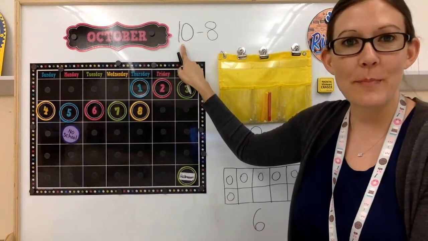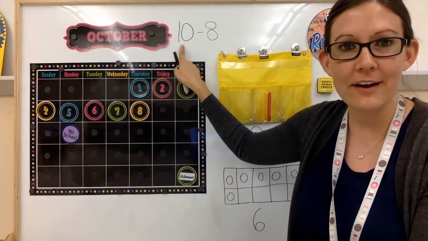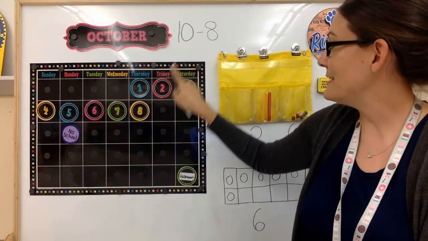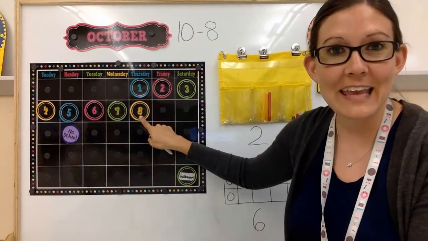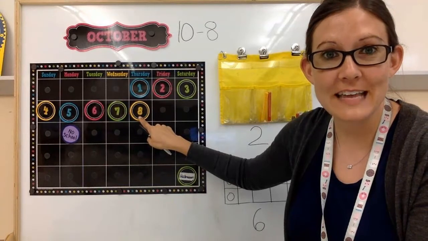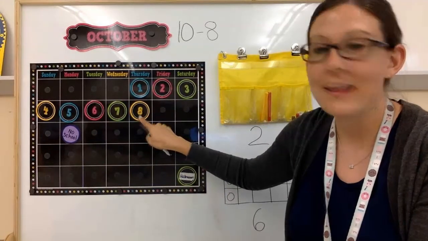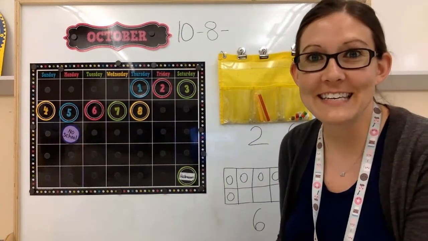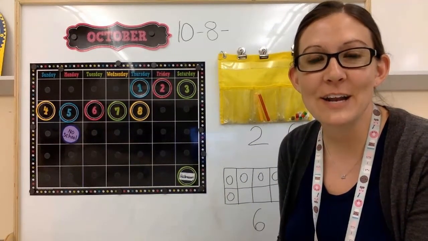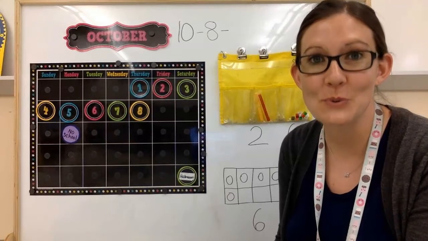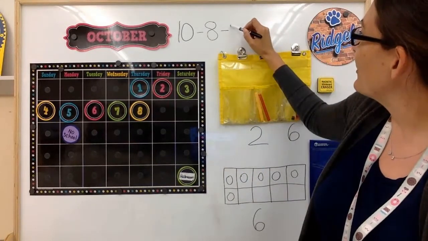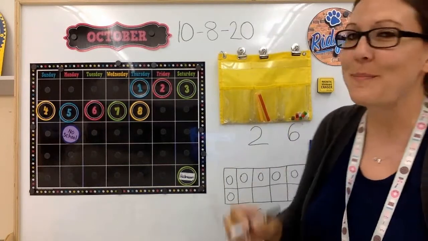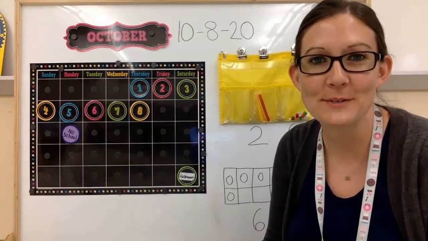The 10 represents the 10th month of the year, October. The 8 represents the 8th day of the month. Today's the 8th day of October. The next number that we write represents the year, and this is the year 2020. So we're going to write the number 20 to represent the year 2020.